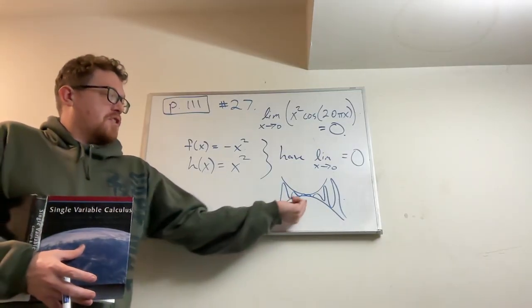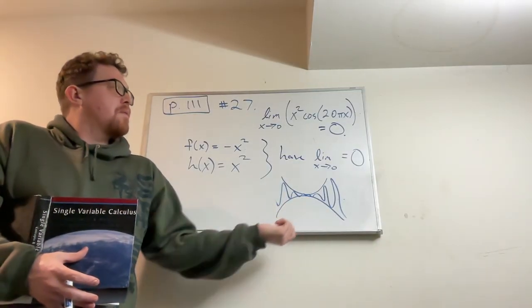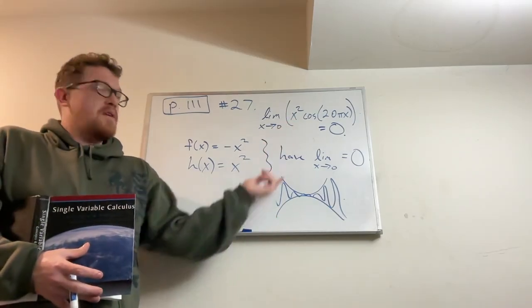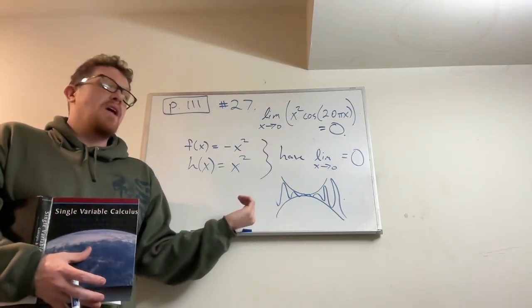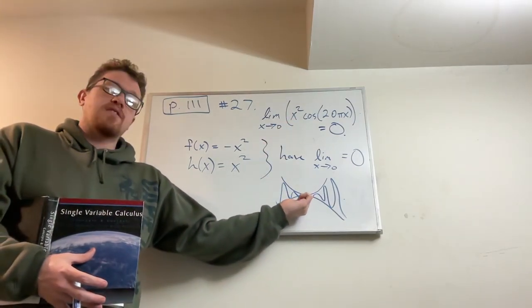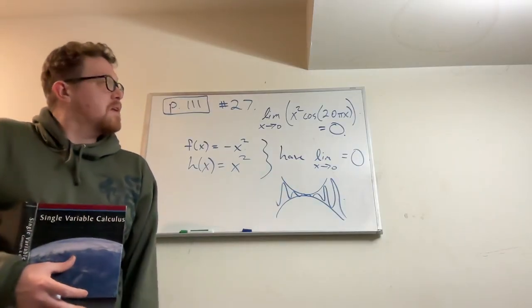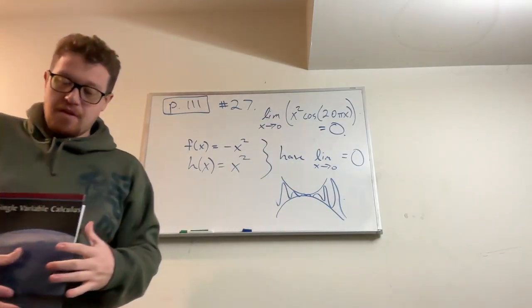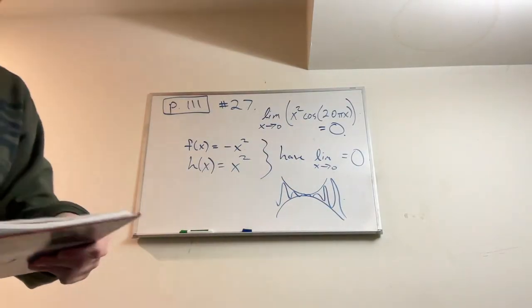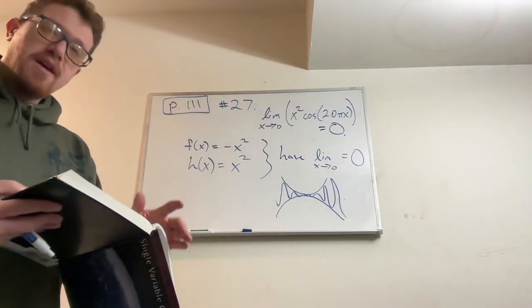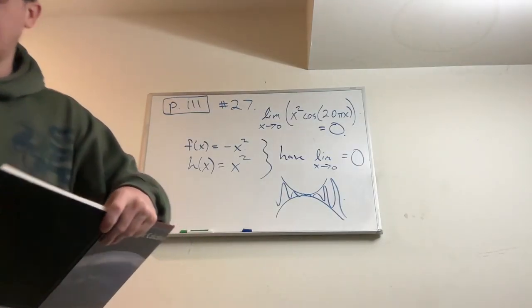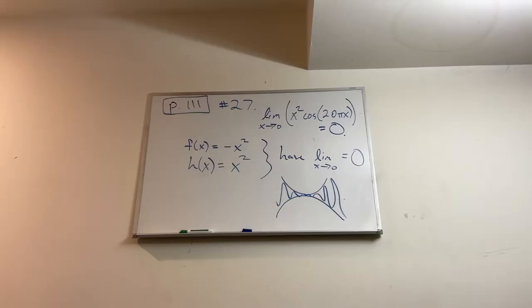And since those functions have a value of 0 at 0, they sort of force the limit, even though it was acting wild outside. Once it gets close to 0, it gets squeezed and has to have the same limit. So it has the limit of 0. So that's 27, and then 28 is a similar type of squeeze theorem problem. So let's do that one as well.